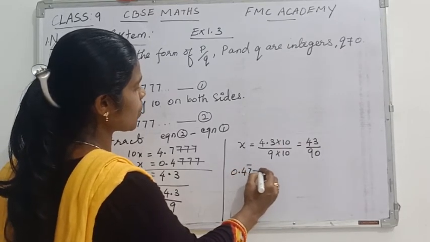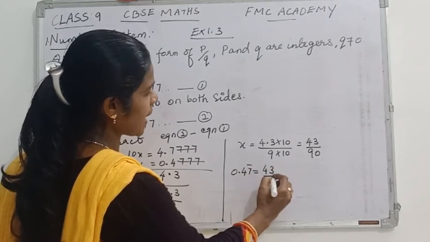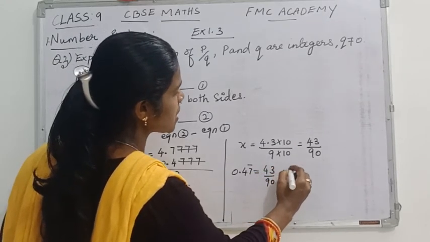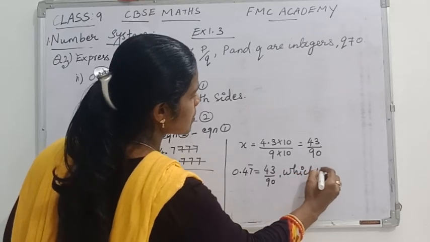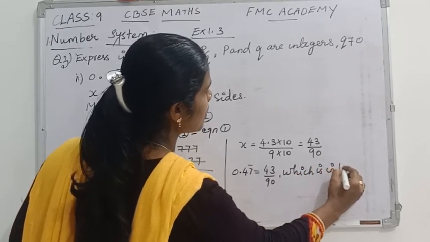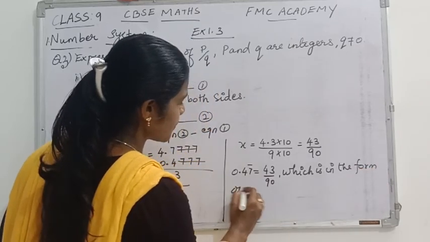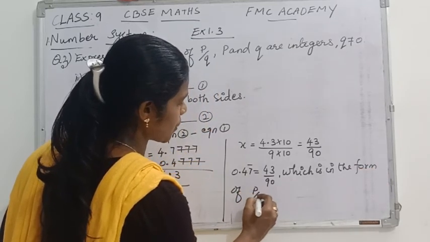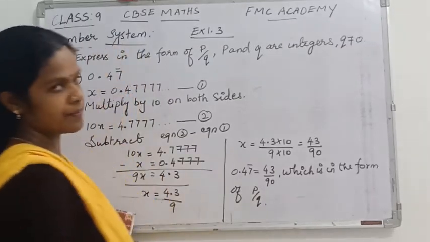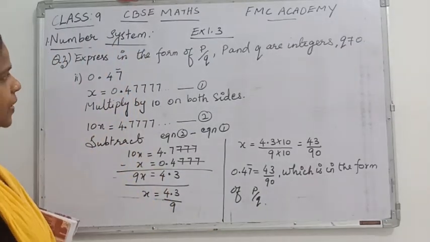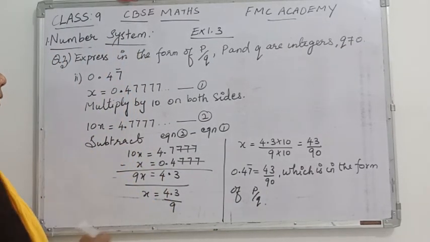0.47 bar is equal to 43 by 90, which is in the form of P by Q. That's it. Very, very simple. Okay, yes, note it down, children. Let's move to question number 3 now.